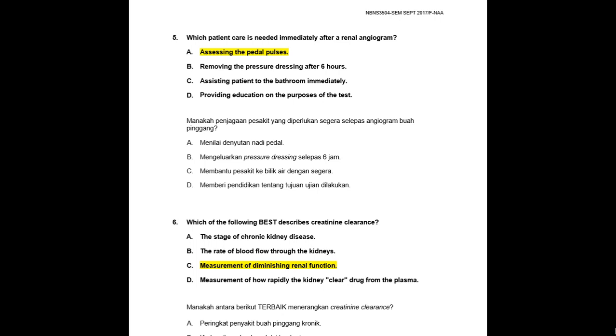So client care after renal angiogram includes bed rest for 9 to 24 hours, frequent assessment of vital signs and pedal pulses for peripheral circulation, assessment of bleeding or hematoma formation at the catheter insertion site, maintenance of pressure dressing for 24 hours, and observing for allergic reaction. So the best answer is answer A, assessing the pedal pulses.